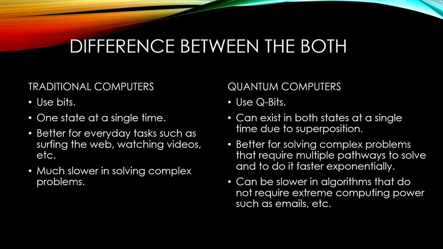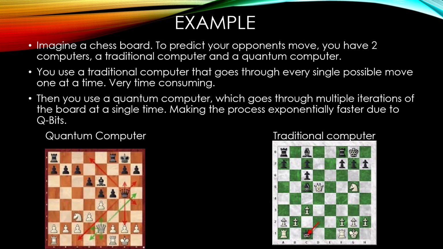Traditional computers are slower in solving complex problems, but quantum computers aren't faster than them all the time. They can be slower in algorithms that do not require extreme computing power, such as reading emails or surfing the web, as said before. Now, let's take an example or two to properly understand how both these traditional and quantum computers work.